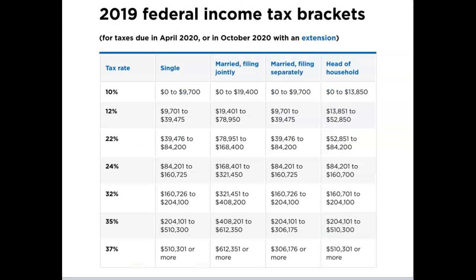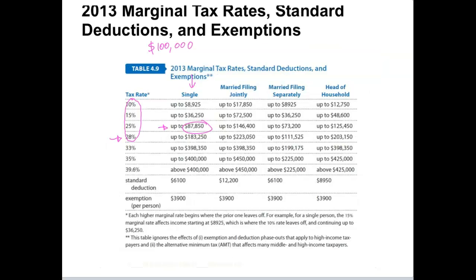This was as of last year, what our tax categories looked like. So slightly different numbers, but roughly the same, okay? That's just to give you an example of where we're at now. We're still going to use these 2013 numbers when we're actually making calculations on homework and in exams.